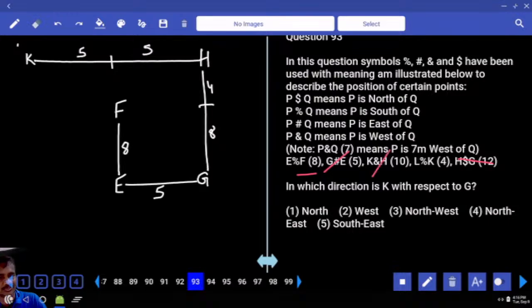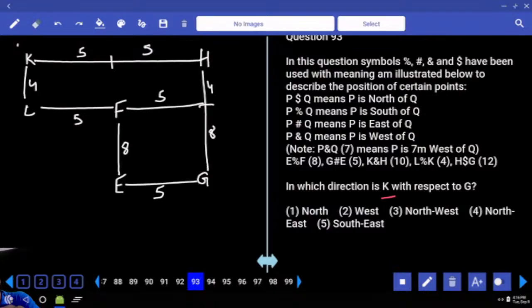Then L percentage K. L is to the south of K, 4 meters. Now the distance is 4 meters. Here the distance is 5, and here again the distance is 5. Now, in which direction is K with respect to G? To reach K from G, first we need to move towards north and then west, so northwest. Northwest is given in choice 3, question number 93.